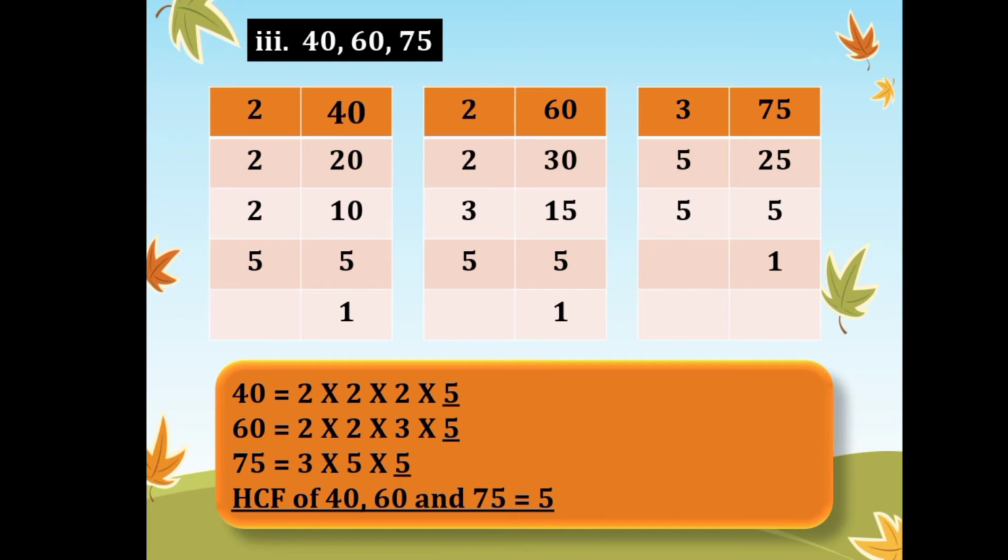40 is equal to 2 multiplied by 2 multiplied by 2 multiplied by 5. 60 is equal to 2 multiplied by 2 multiplied by 3 multiplied by 5. And 75 is equal to 3 multiplied by 5 multiplied by 5. So the common factor among these three is only 5.